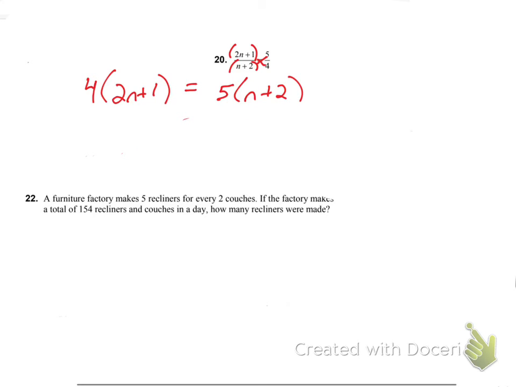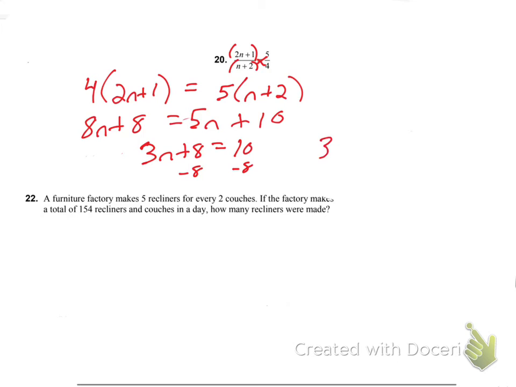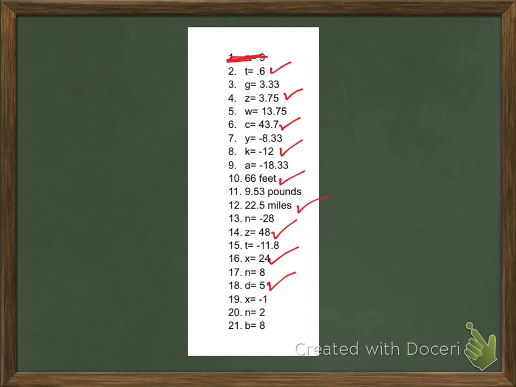All right. So 4 times 2n plus 1, so that would be 8n plus 8 is equal to 5n plus 10. And then what I'm going to do is I am going to subtract 5n from each side. So I'll have 3n plus 8 is equal to 10. Then I'm going to minus 8 on each side. And we get 3n is equal to 2 again. So, it looks like n is going to be equal to 2/3.